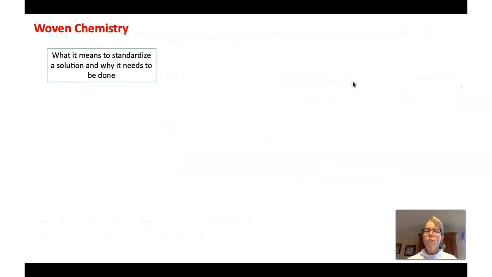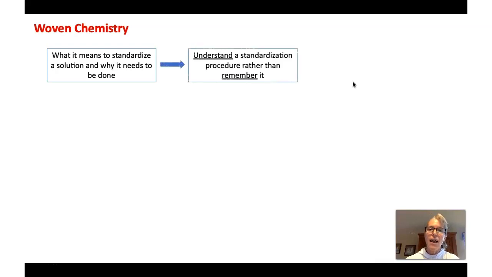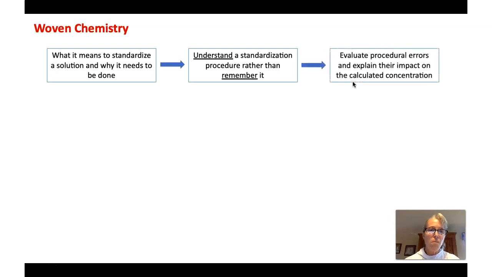Okay, so what we've done in this three-part series is, in part one, we took what it means to standardize a solution and why it needs to be done. Then we took the thinking up a little bit, and part two was about understanding a standardization procedure rather than remembering it. And then this third part was really the highest level thinking, evaluating procedural errors and explaining their impact on the calculated concentration. I really hope that you sense after watching one or hopefully all three of these videos that your understanding and your thinking has really expanded and developed.